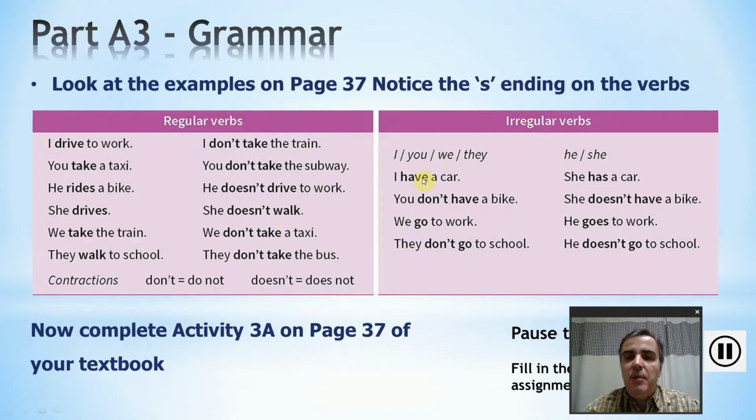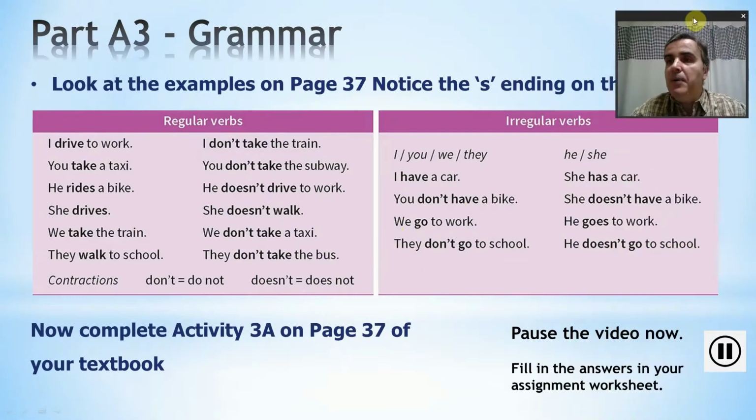We've also got some examples with some irregular verbs. I have a car, she has a car. You don't have a bike, she doesn't have a bike. We go to work, he goes to work. They don't go to school, he doesn't go to school.